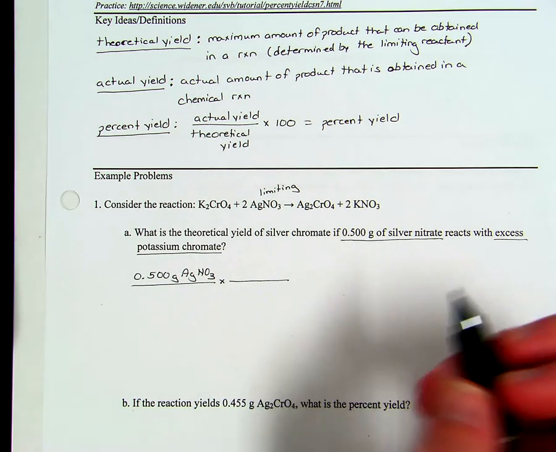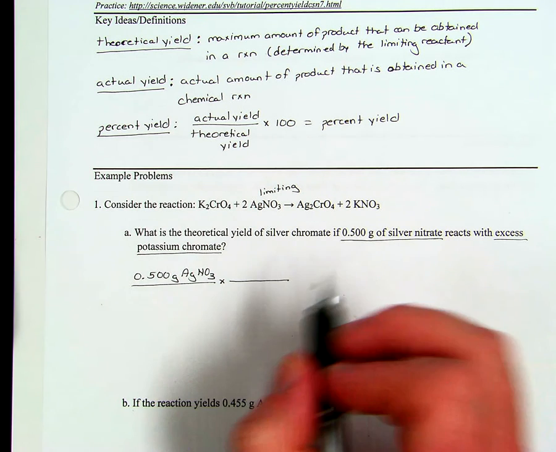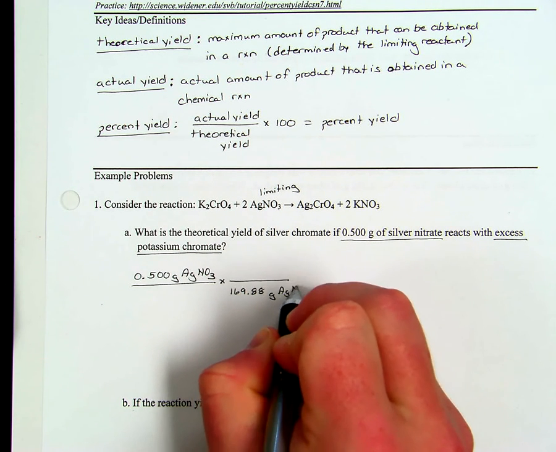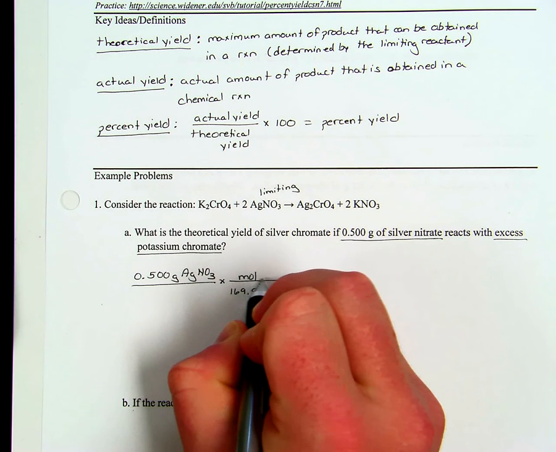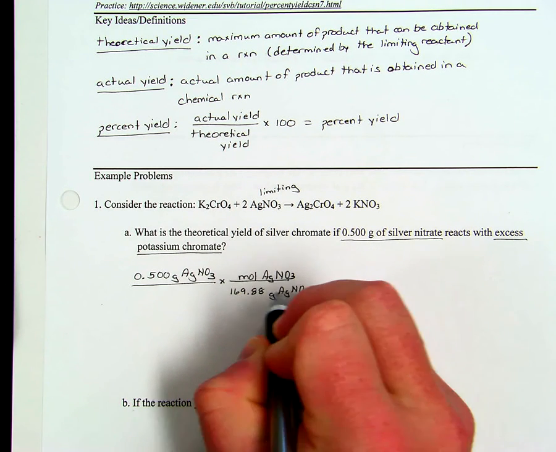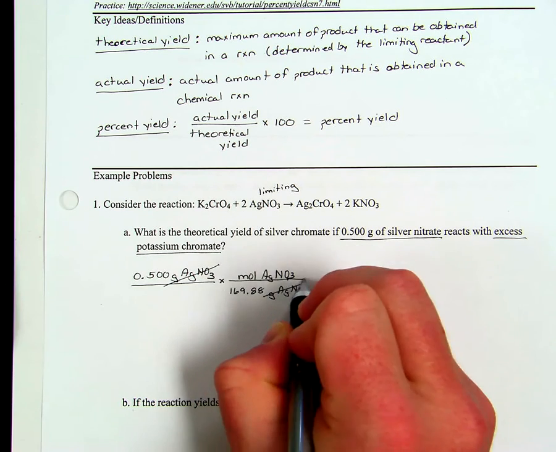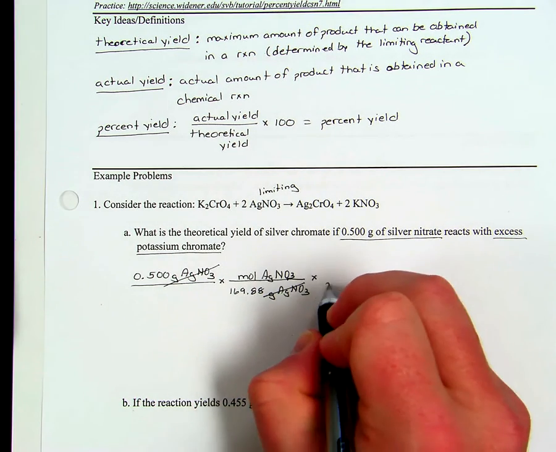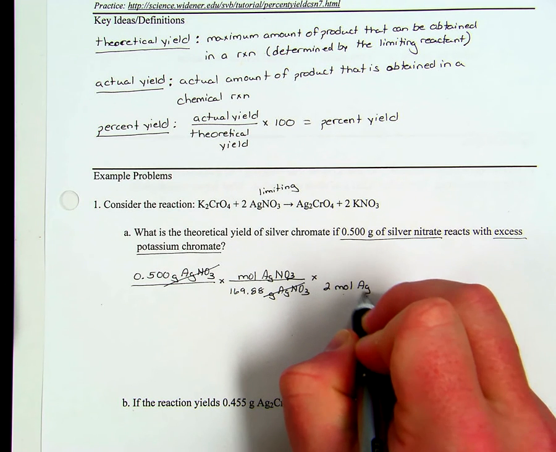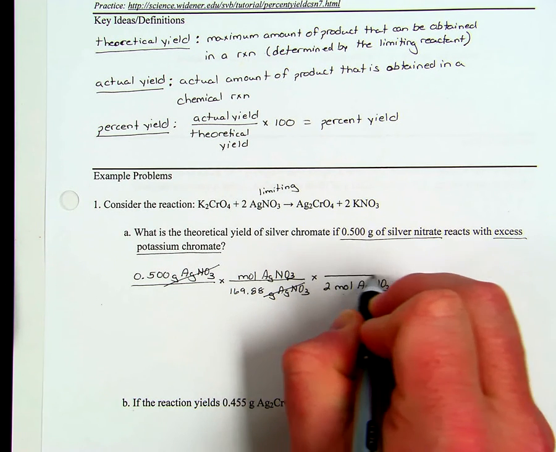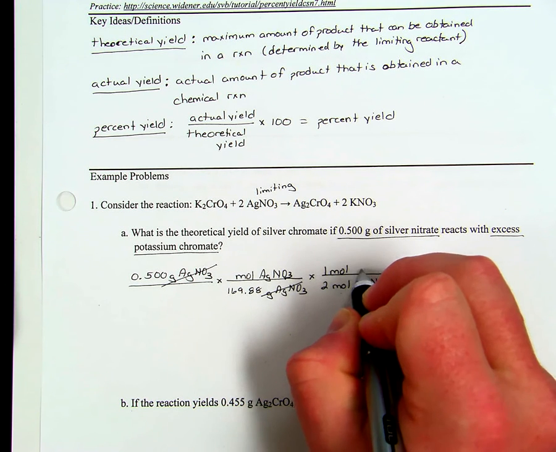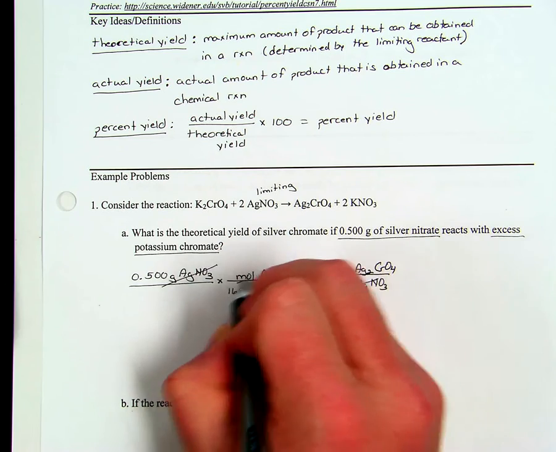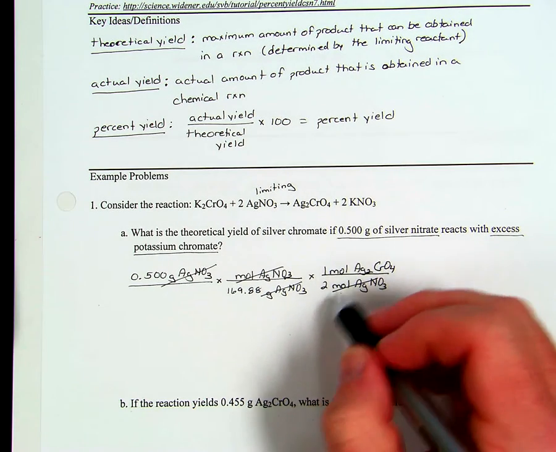So we need a molar mass of silver nitrate, which is 169.88 grams AgNO3 for every mole AgNO3. Grams cancel. We now have moles. Now we need to use our mole ratio. We can see 2 moles of silver nitrate react for every 1 mole of silver chromate. Notice the equation is already balanced for us, so we can just go ahead and use the mole ratio there.